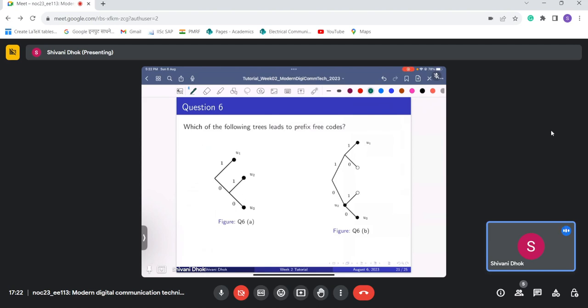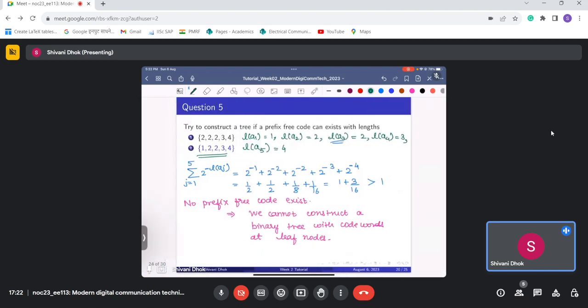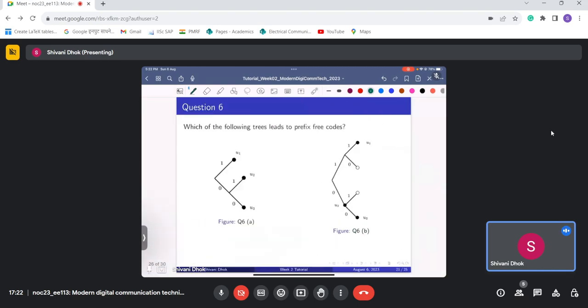What was asked is, which of the following trees are prefix free codes? So it is similar to the question that we were trying to solve here, but now we have been given two graphs and we need to figure out if they are codes or not. Now these codes are indicated by the symbol UI. So each of these trees has three code words and corresponds to one code. So these are three code words, that is U1, U2, U3. Similarly, here also it is U1, U2, U3.